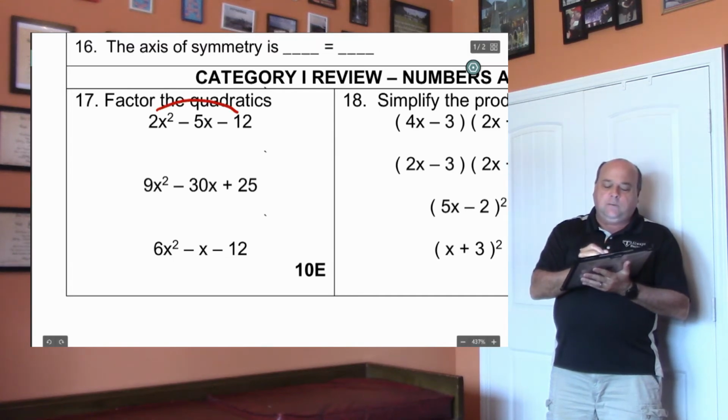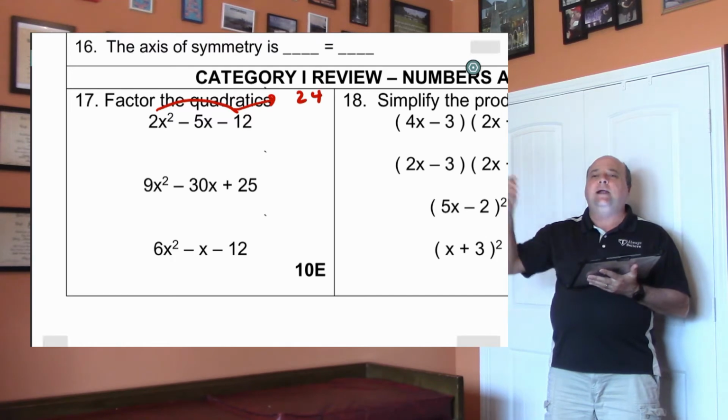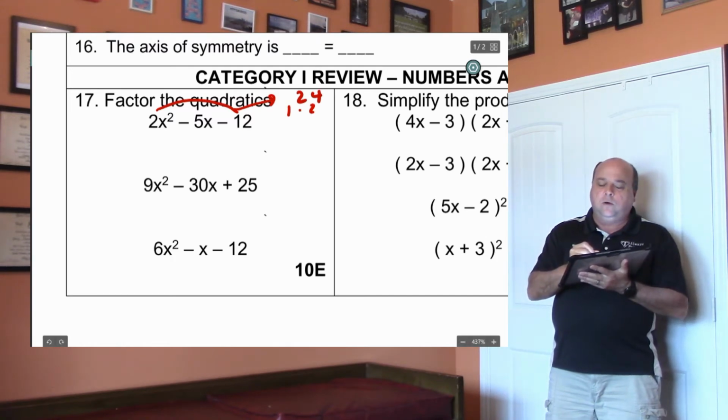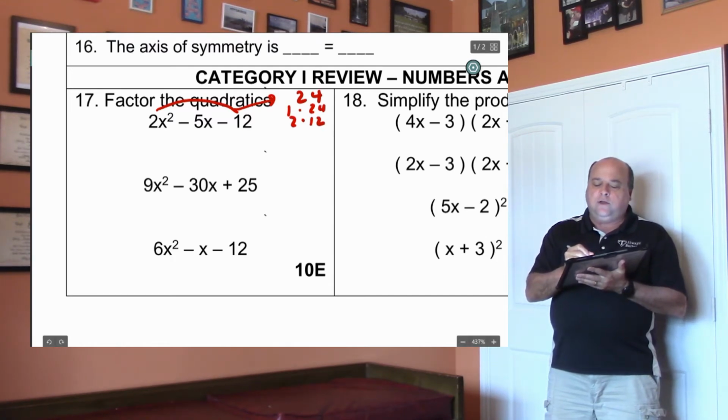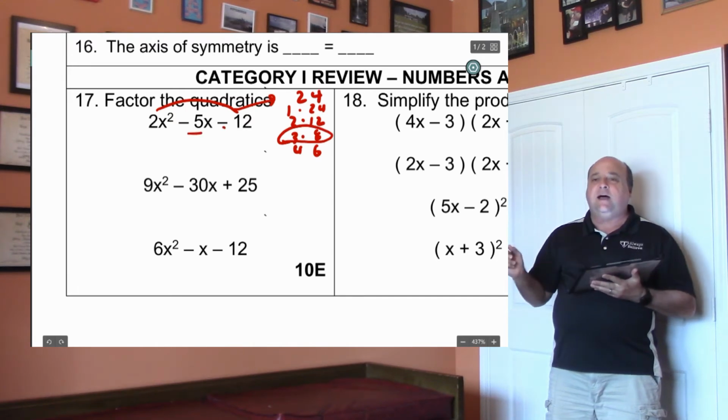So I'm going to multiply the 2 and the 12, and I'm going to get 24. And I'm just going to write down all of the factors of 24. 2 and 12, and 3 and 8, and 4 and 6, right? The one that works is going to be 8 and 3 because that subtracts and gives me the 5, doesn't it?